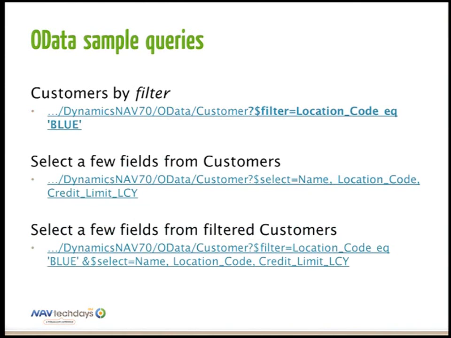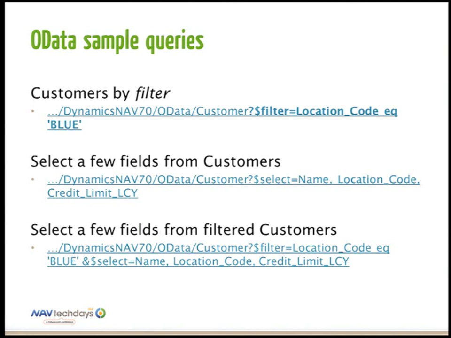You can do filtering, which is standard OData stuff where you can say, okay, here I want customers with location code equal to blue. And there's a lot of different ways to construct this filter, and you can see more at the OData website. You can also control which fields you want returned by your OData resource. And here I just selected name, location code, and credit limit. That can help you if you have some standard pages that you want to expose, and maybe you don't want to have all the fields returned, then you can use this technique to just get a subset of the fields.